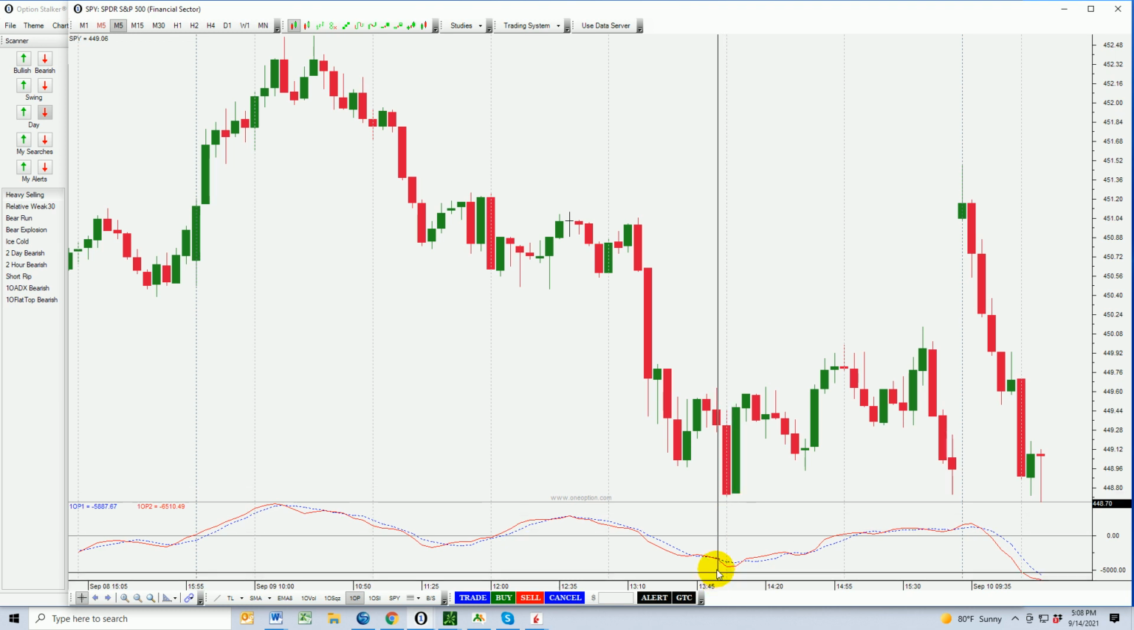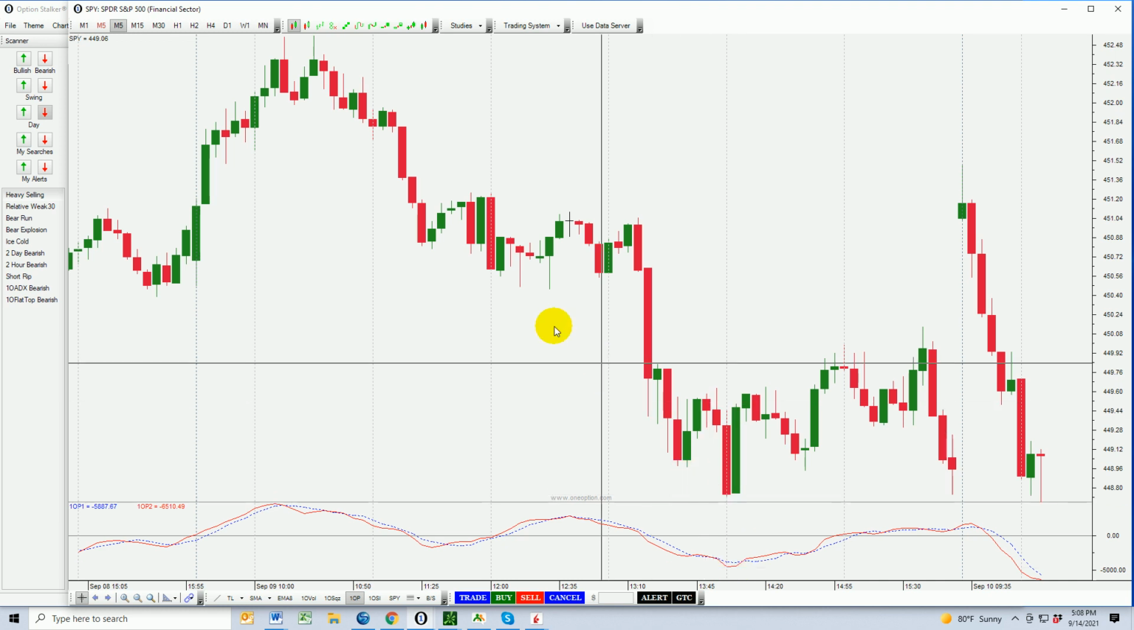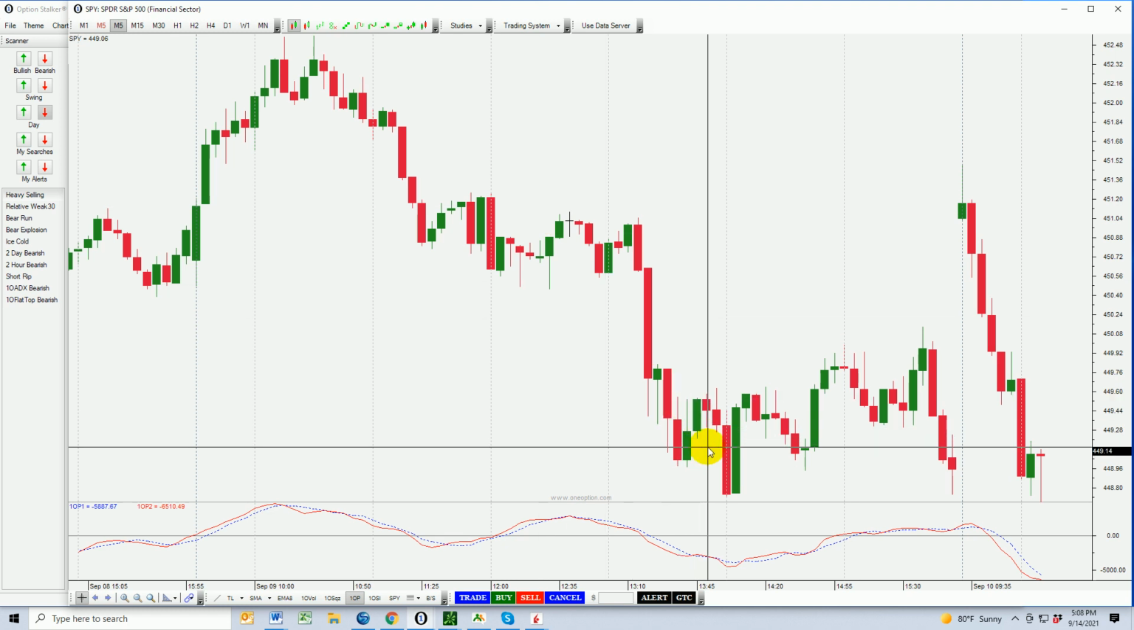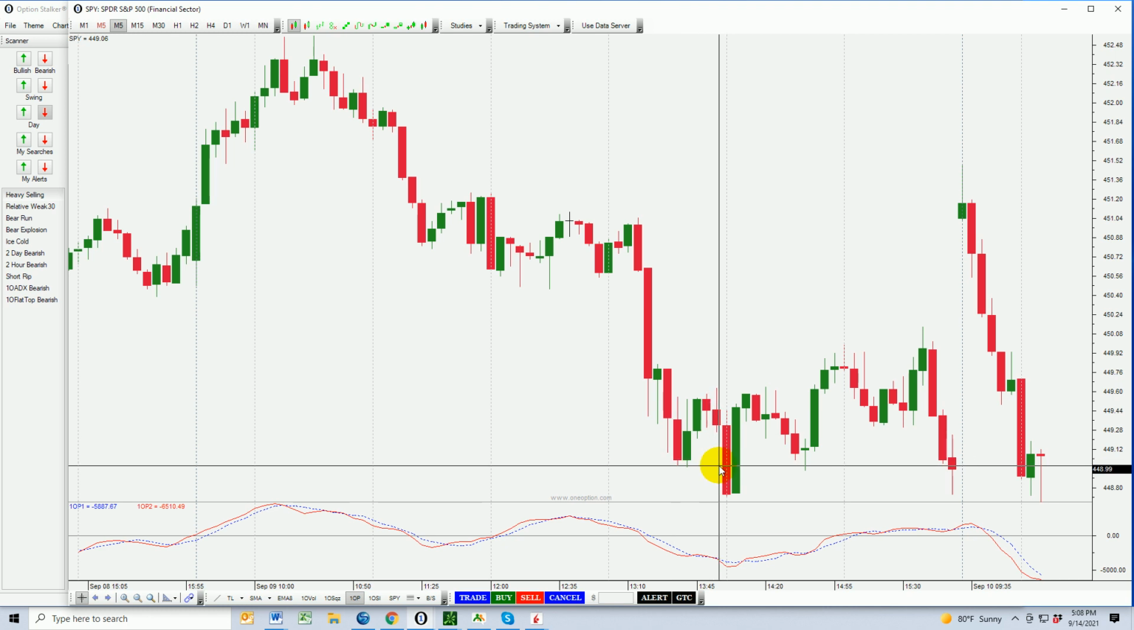Would it be enough on a 10P bullish cross to get me long? No, not really. Not after this type of selling. Look at how heavy that selling pressure has been. This is some heavy selling that's taken place so far during the course of the day.